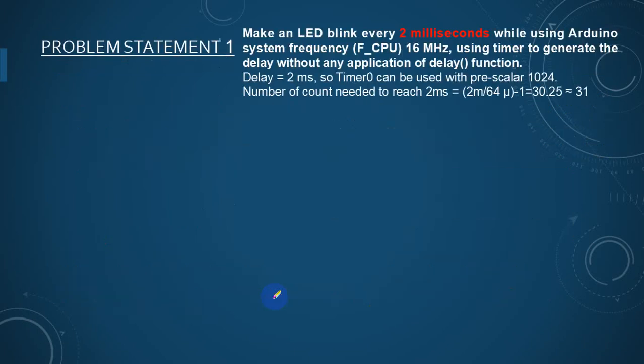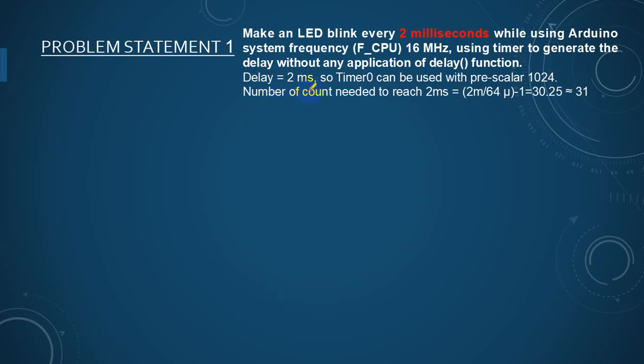So there's a problem over here. Make an LED blink every 2 milliseconds while using Arduino system frequency 16 megahertz, using timer to generate the delay without any application of delay function. Okay, so we will not use any delay function. So let's write our program over here.